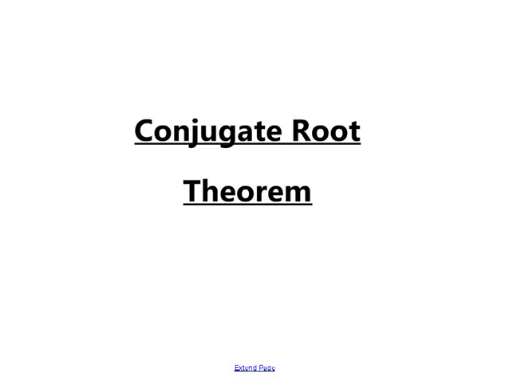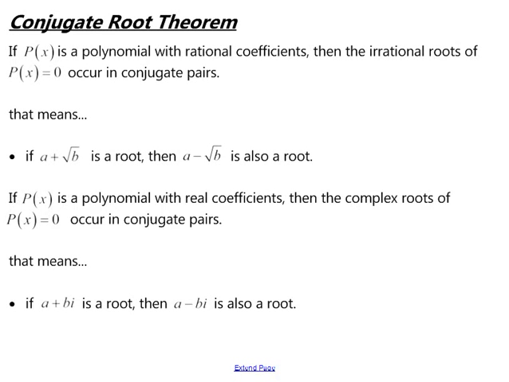Conjugate root theorem. The conjugate root theorem states that if p of x is a polynomial with rational coefficients, then the irrational roots of p of x equals 0 occur in conjugate pairs. That means that if a plus the square root of b is a root, then a minus the square root of b is also a root of the function.